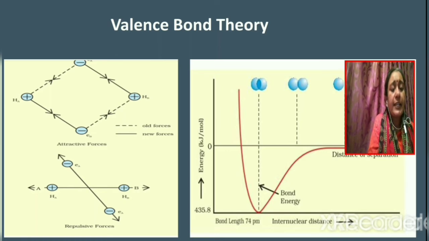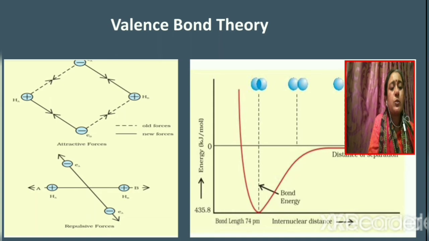Ultimately, a stage is reached when the attractive force is balanced by the repulsive force, and at this stage there will be maximum lowering of potential energy. At this stage, a bond will be formed between the two hydrogen atoms.